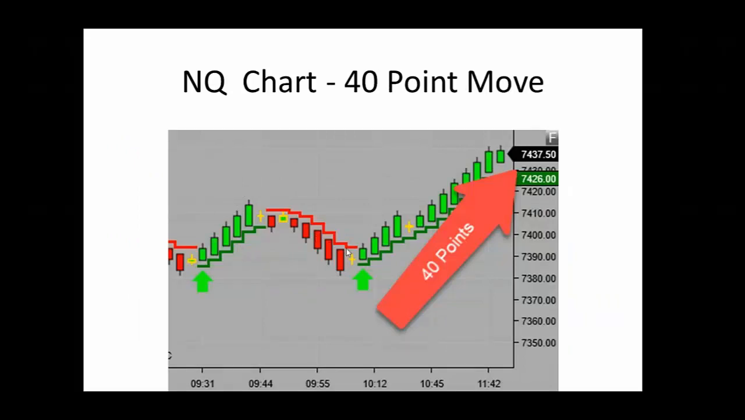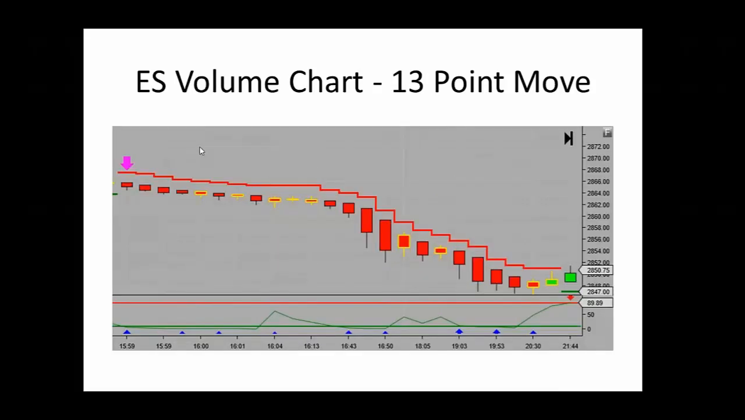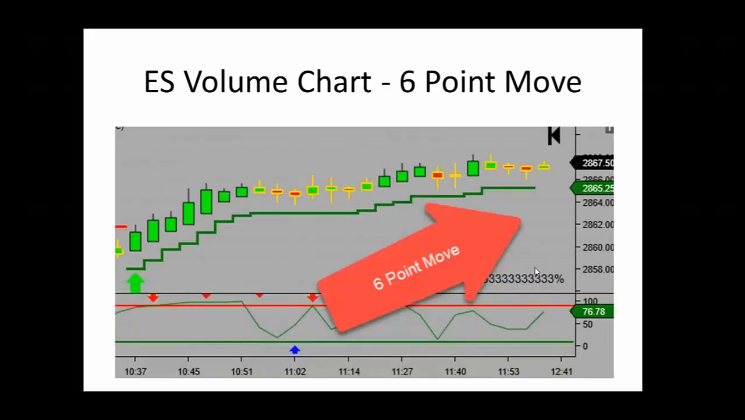Okay, so here's NASDAQ using a 20 Renko using the NaviTrader bars. Now here's the E-mini using the volume chart. Okay, so you can see we support any chart type that's supported by the NinjaTrader platform.